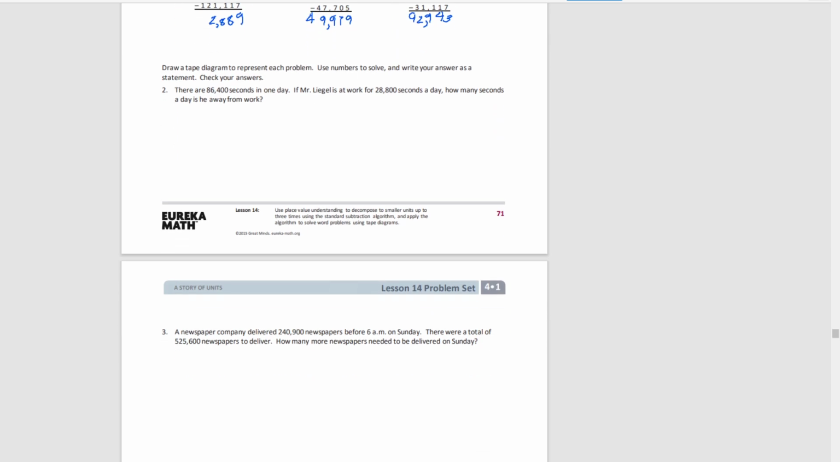Okay, for the word problems, we're going to draw a tape diagram to represent each problem. Then we're going to solve and write our answer as a statement. And we're going to check our answers. To check our answers, we can use addition to see if we subtracted correctly. So pause the video and try number 2.